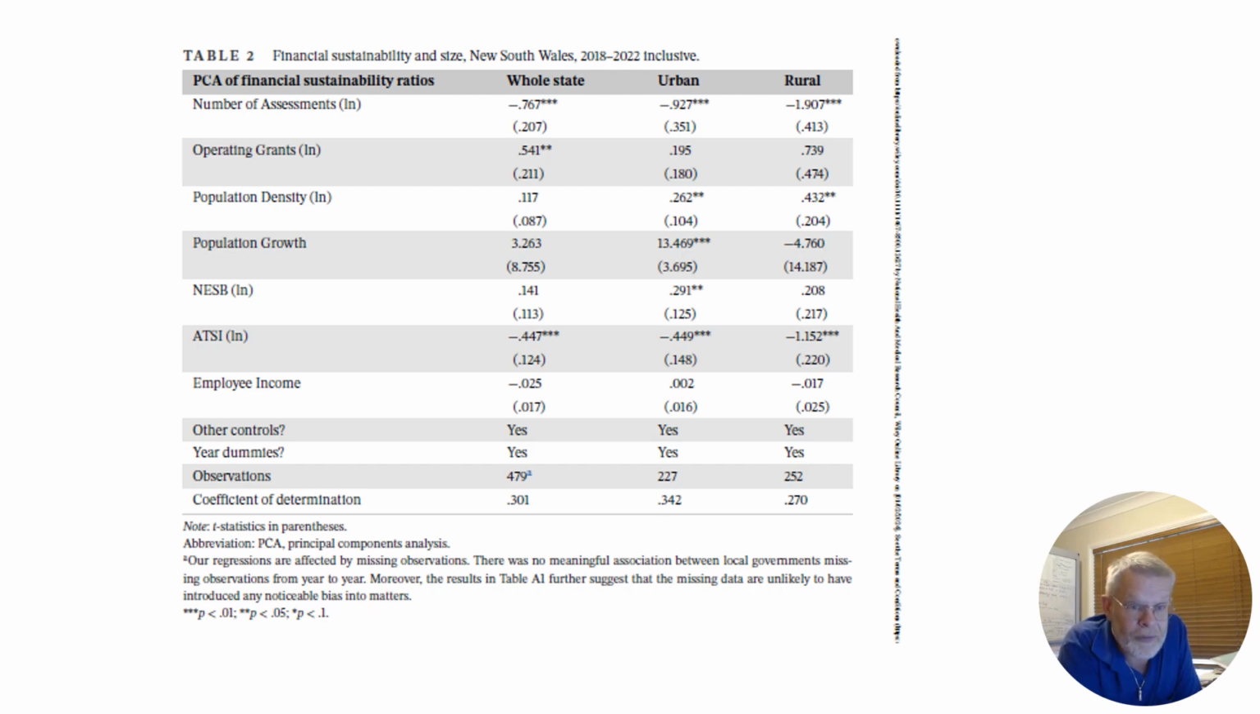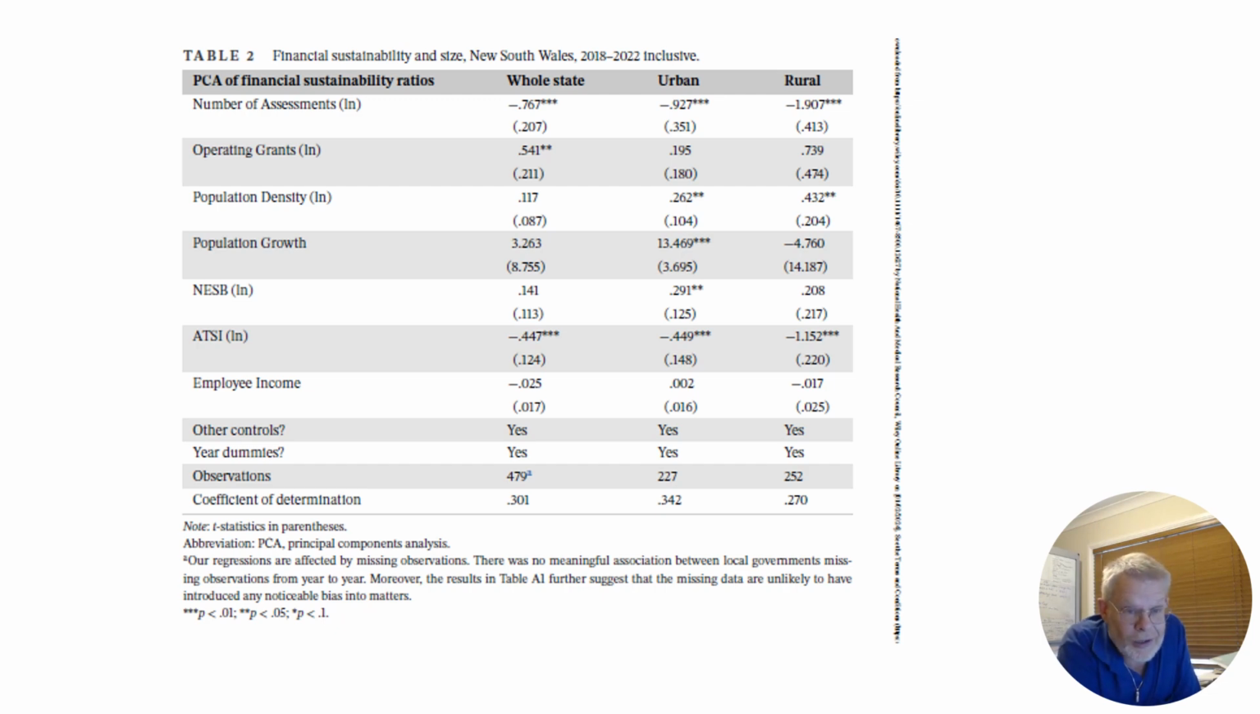So here in front of you see the table from the paper. And what we're looking at is the association between local government size, number of assessments, but we also ran regressions with population size, got basically the same answer, and a composite measure of financial sustainability, which was really robust to any specification changes. And I'll go through in the paper why the measure we were using, PCA, was such a good technique. Now, I've done this for whole state, urban and rural councils in New South Wales over a long panel of data, as you can see.